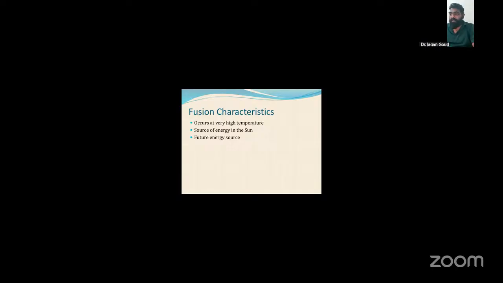Coming to the next slide, fusion characteristics. What are the fusion characteristics? Nuclear fusion is a process in which light atomic nuclei combine to form heavier nuclei, releasing a large amount of energy. Fusion has unique characteristics that distinguish it from other energy sources, especially nuclear fission and fossil fuels. It is considered a promising future energy source because of its enormous energy potential and environmental benefits.